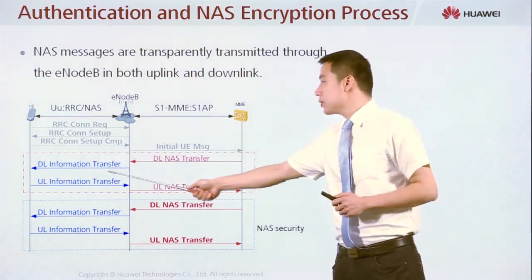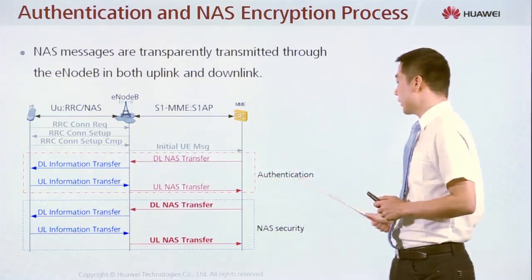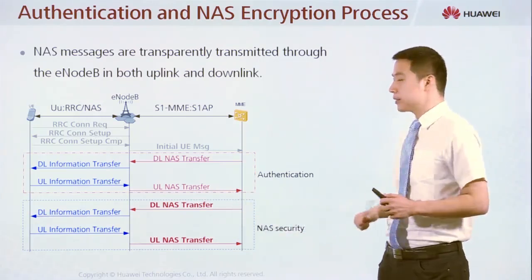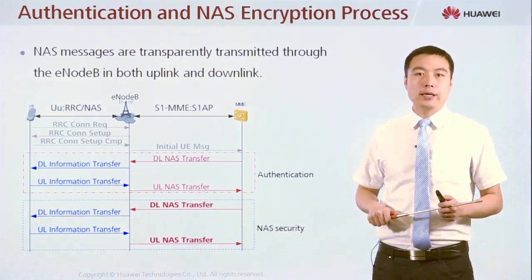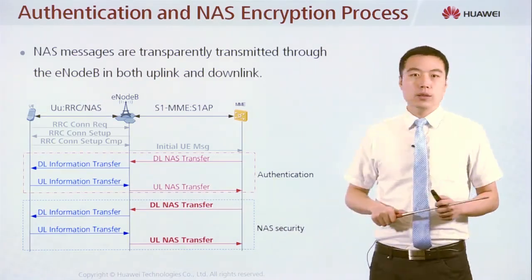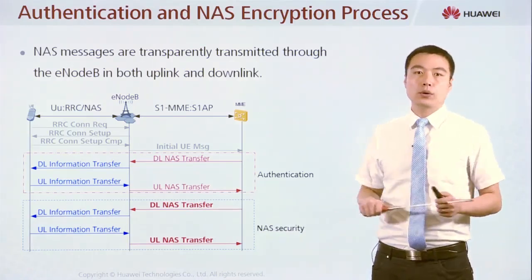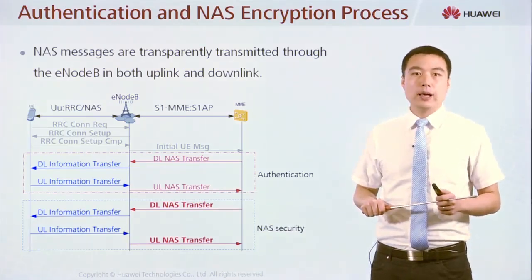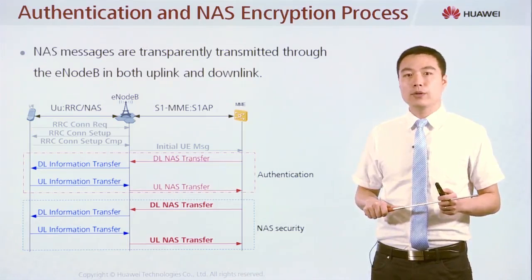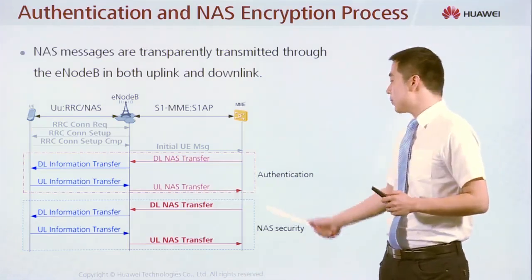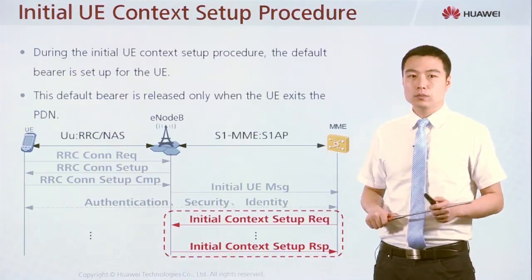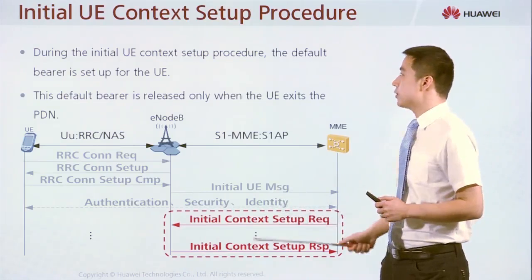Here we will use those NAS signaling to perform the authentication. After authentication, we will have the NAS security. Authentication checks the identification of the user. And for NAS security, the UE and the core network will agree on the key and the ciphering algorithms for the encryption and the decryption. After all of these procedures have passed and succeeded, then we will go to the next procedure.